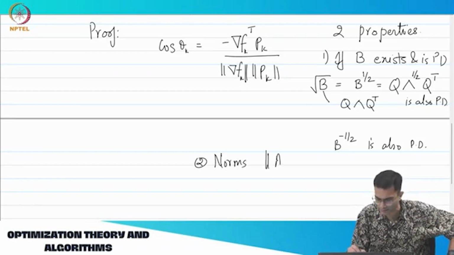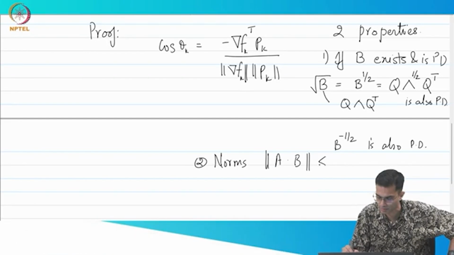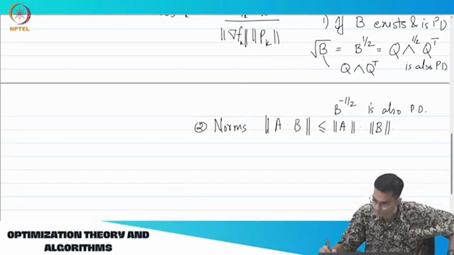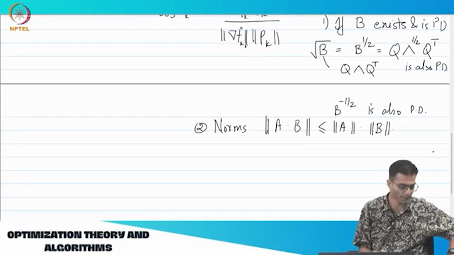The second is a property of norms, which simply says that if I have the norm of a product, this is less than or equal to norm A times norm B. This again follows from linear algebra, we won't prove it over here.